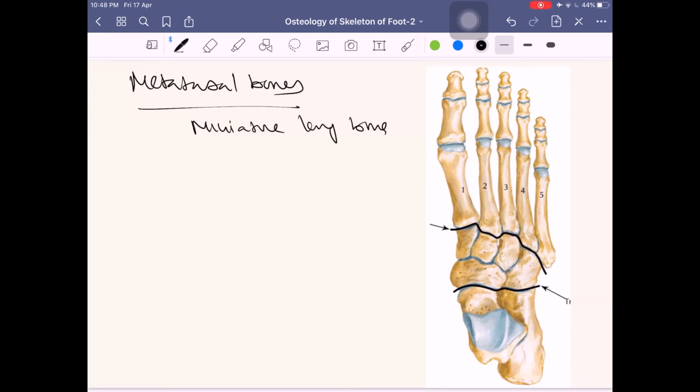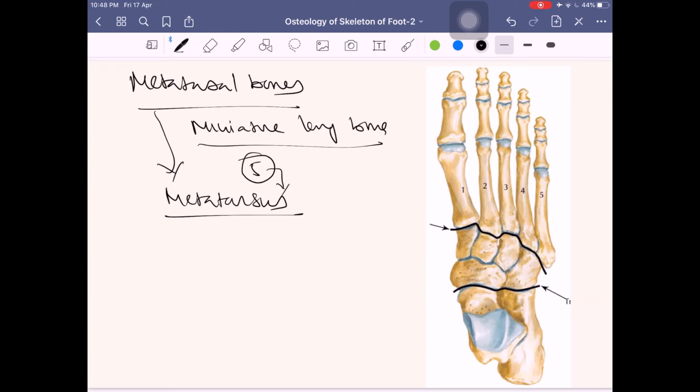Example of miniature long bone. So definitely they will have two ends. They are 5 in number, and a group of them together, just like the tarsal, the tarsus, is called the metatarsus. If they are 5 grouped together, you will call them a metatarsus.